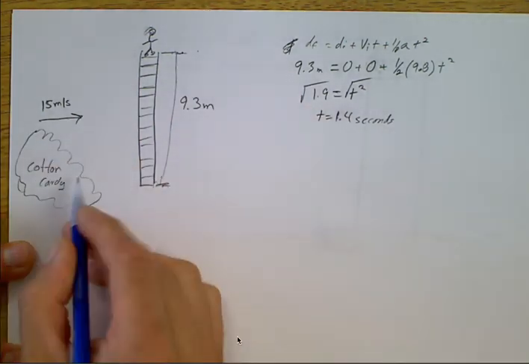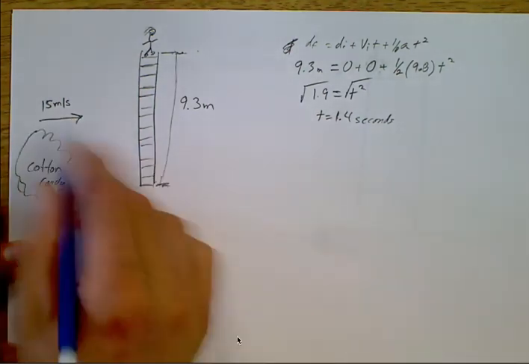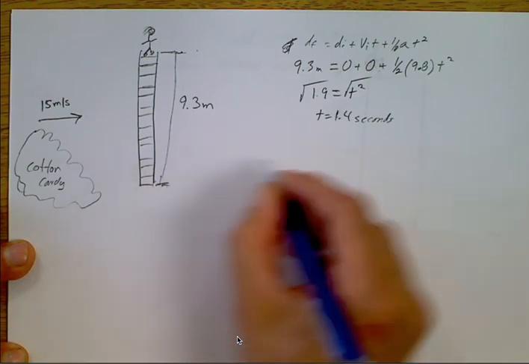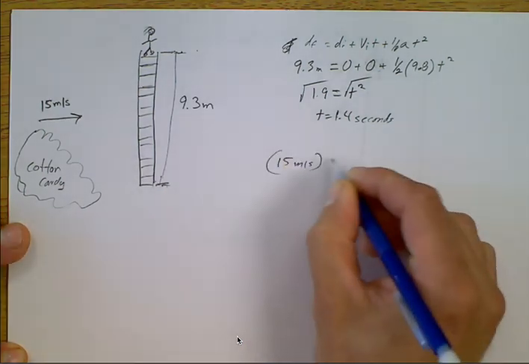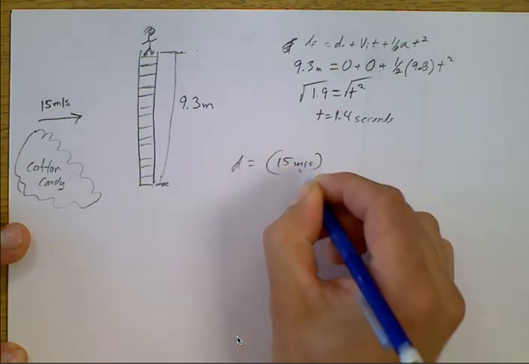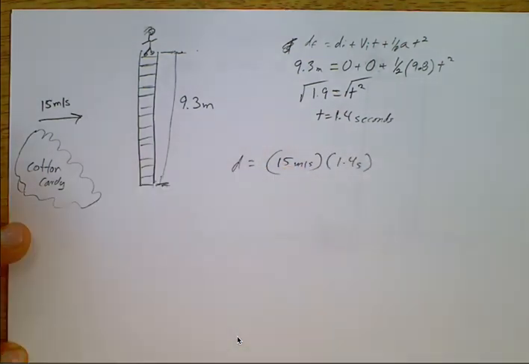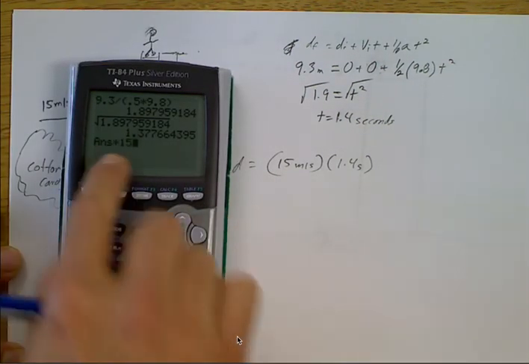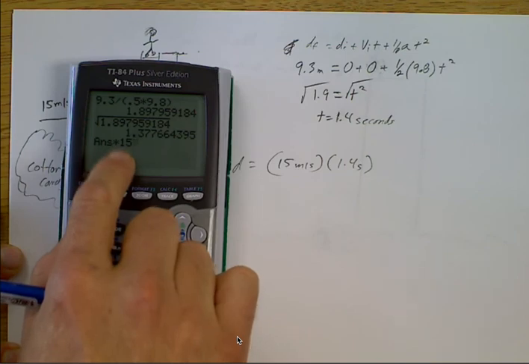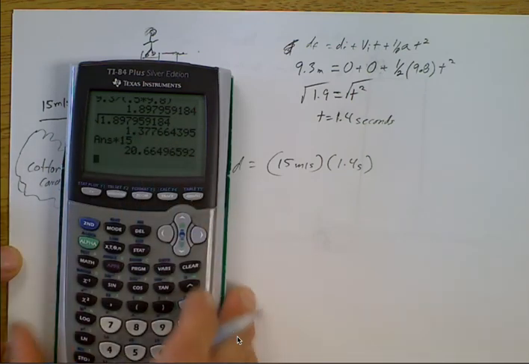Well, so how far away should I jump to the cotton candy? Well, in 1.4 seconds, how far is that going to travel? So I have 15 meters per second, right? So distance is going to equal my velocity times my time, times 1.4 seconds. So let's go ahead and do that. So I'm going to go times 15. Notice once again, I did not round here. I'm not going to round until I have final answers.